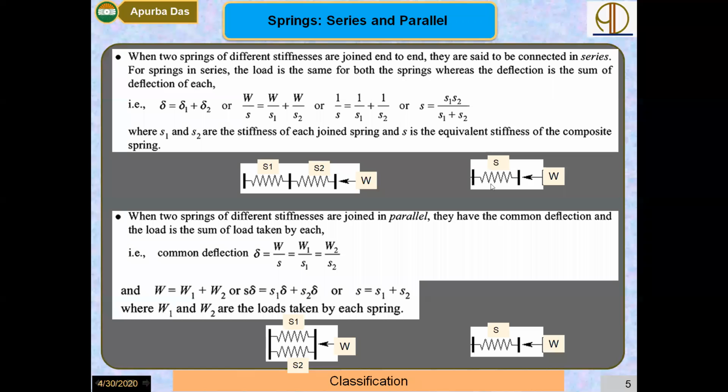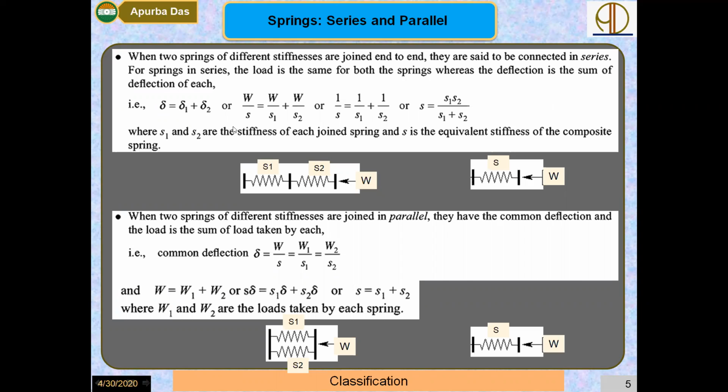So that is the concept of springs in series. That means here two springs are in series. What will be the equivalent stiffness of that spring? So we can see that if load W is acting, then the total deflection is delta. So the total delta will be the deflection due to the first spring and the deflection due to the second spring. So delta is equal to delta 1 plus delta 2, we can write.